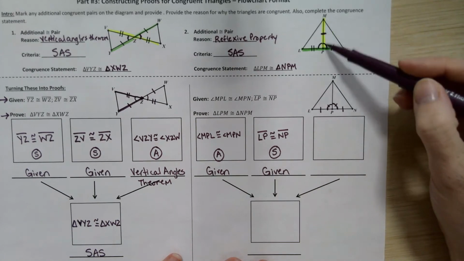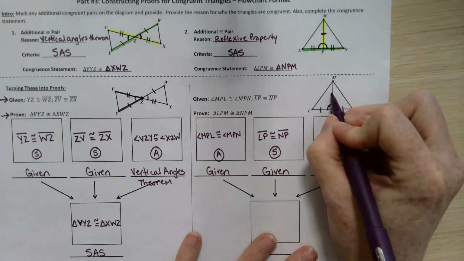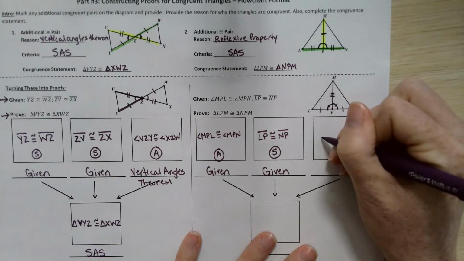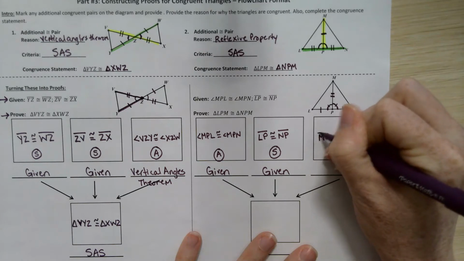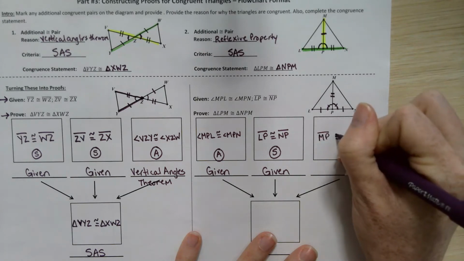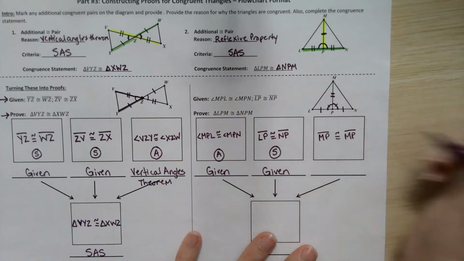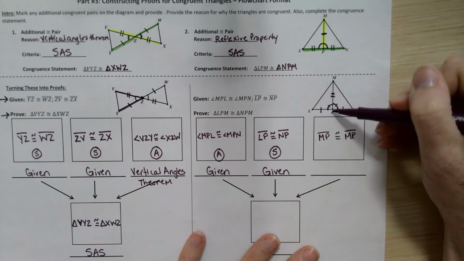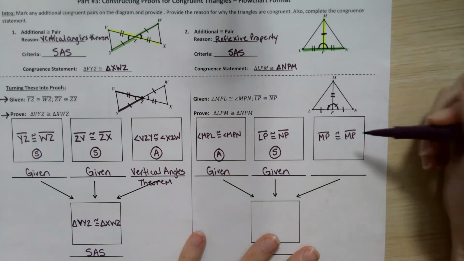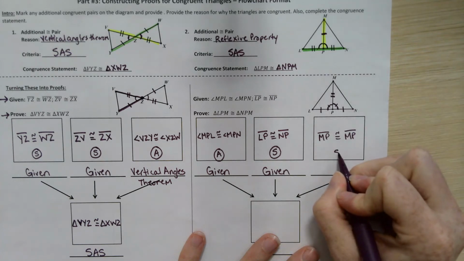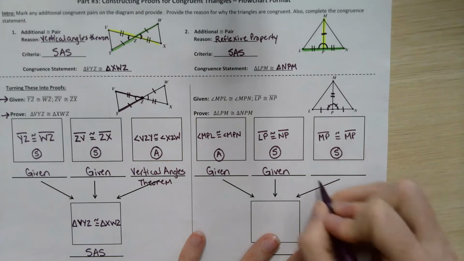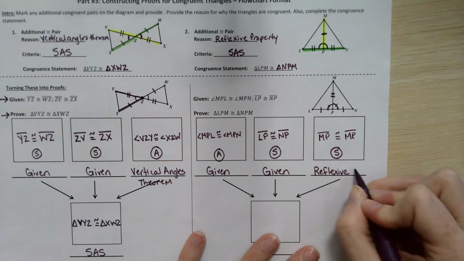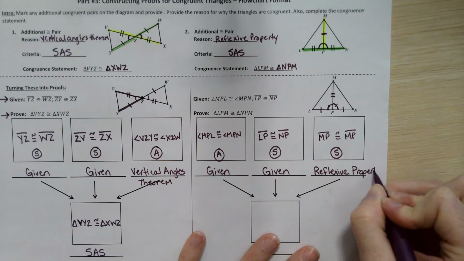So in the intro, we looked at that shared side and we marked that that shared side was congruent to itself. And so that is going to be segment MP congruent to segment MP. That's how we write that. That segment matches itself. So MP as a segment is congruent to MP as a segment, which gives us a second pair of sides. That was not given to us. That was us noticing the reflexive property.